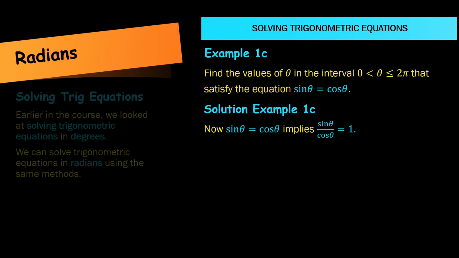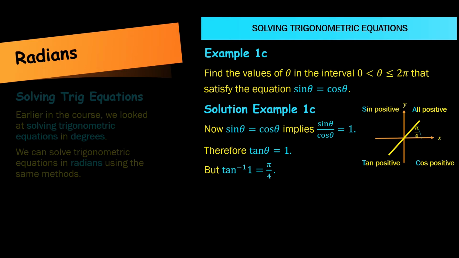Of course, sin theta equals cos theta in this interval implies that sin theta over cos theta equals 1, and therefore tan theta equals 1. However, tan inverse of 1 equals pi by 4.